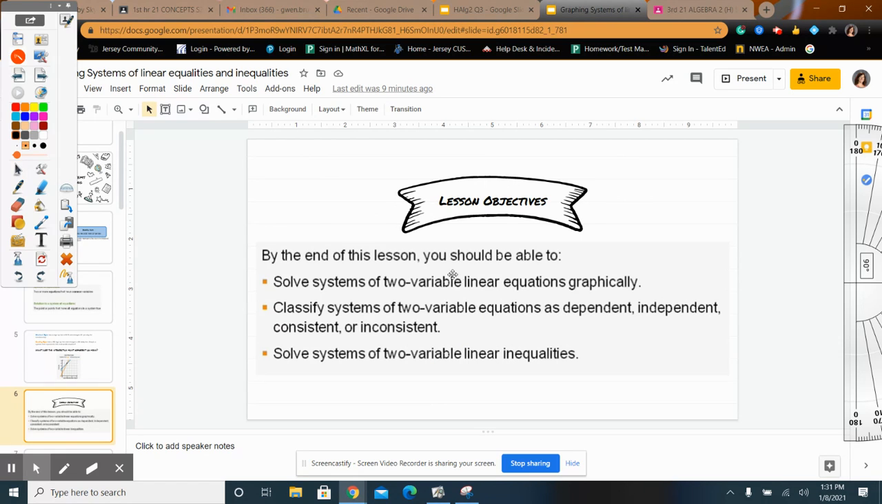So by the end of this lesson, we're going to be able to solve systems graphically is how we're going to look at it. This classification means that we're going to have some vocab, okay? And then we're going to solve systems of inequalities as well.